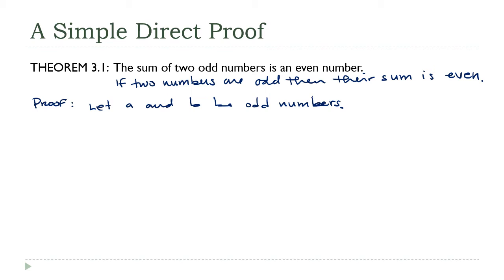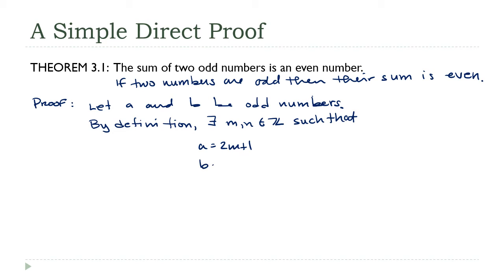Now, that's a good start, but it doesn't really give me much to work with. So I'm going to follow this by using what the definition tells me about these numbers. So by definition, there exist integers m and n such that A equals 2m plus 1 and B equals 2n plus 1.